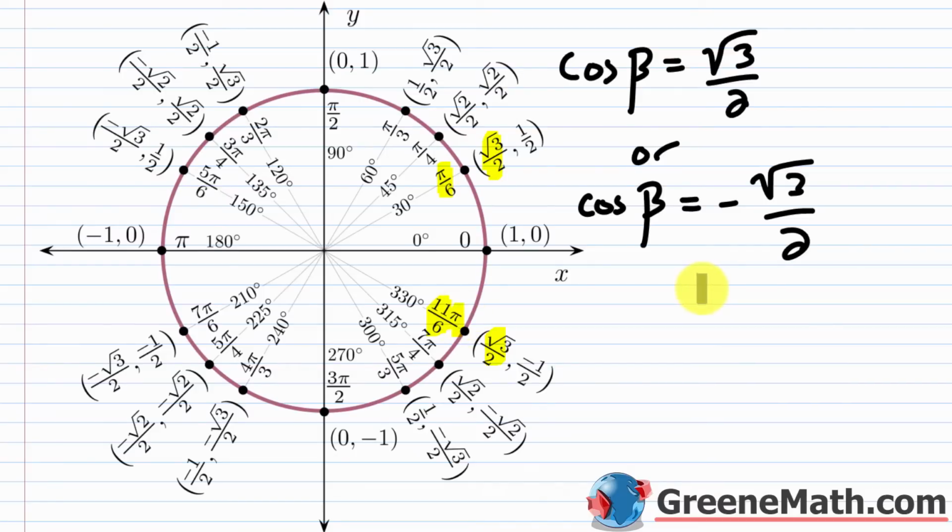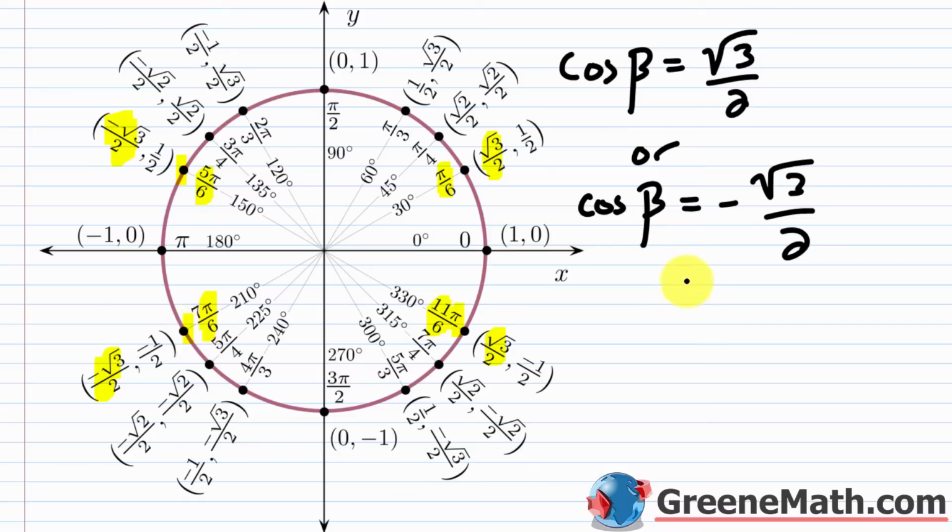Then if I'm looking for cosine of beta to be equal to negative square root of 3 over 2, well, I'm looking in quadrants 2 and 3, where cosine is negative. So you can just think about a pi over 6 reference angle, or again, you could just look for that x-coordinate of negative square root of 3 over 2. So that's going to be right here at 5 pi over 6, again, pi over 6 reference angle, and then right here at 7 pi over 6, again, pi over 6 reference angle.